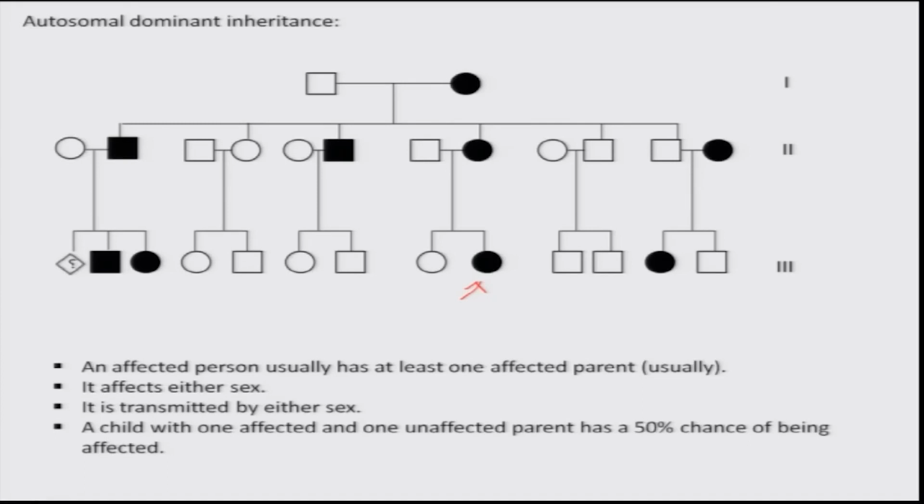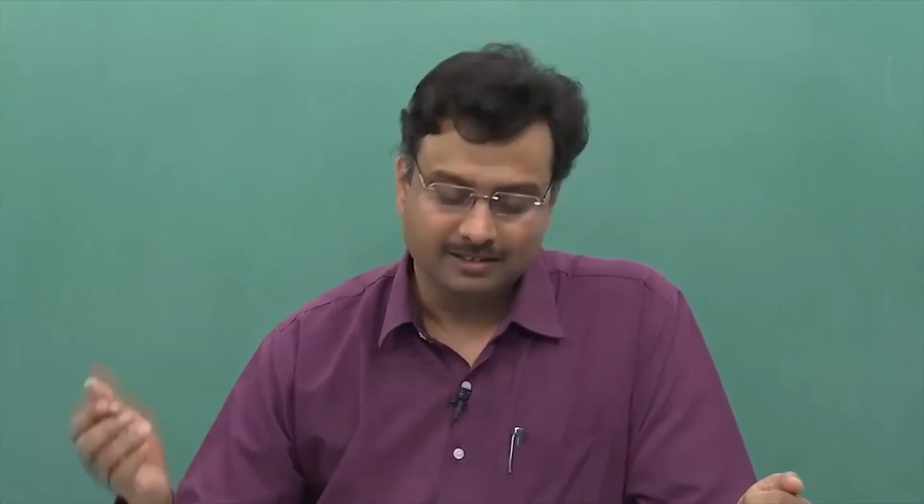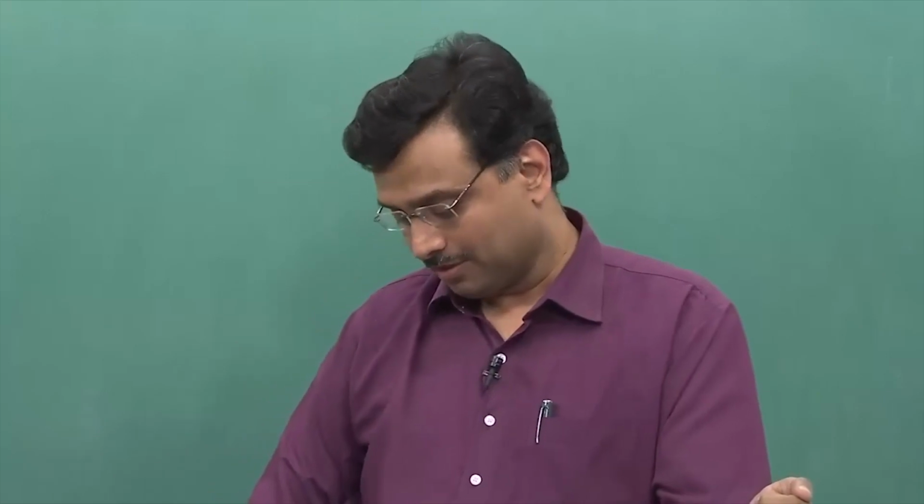And what is the probability? If a child has one affected and one unaffected parent, then for the next child there is a 50% chance of being affected, simply because of the 2 parents, one has the mutant allele in a heterozygous condition. So there is a 50% probability that each gamete of that individual carries the affected allele. That is why there is a 50% probability of having the affected phenotype. So this is for autosomal dominant inheritance.